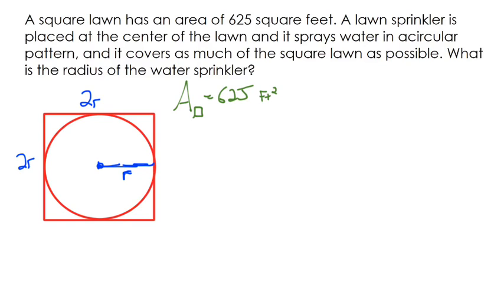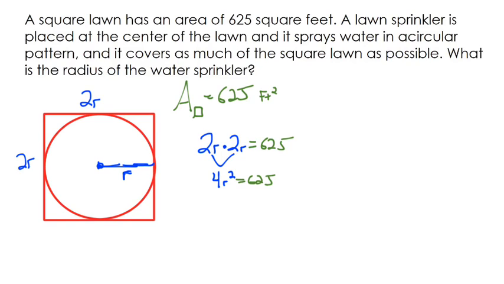And so now we have enough information to set up an equation. I can now say that length times width equals area. And this is just an equation that we can solve. This is basically the equation that we're going to solve to find our radius. Whenever I multiply 2r times 2r, that's going to become 4r squared equals 625.